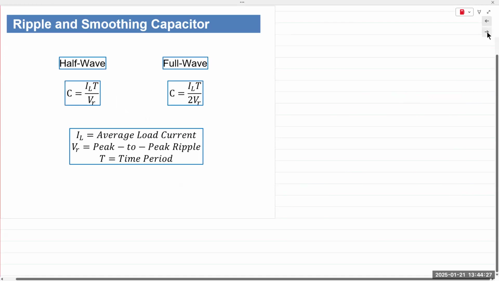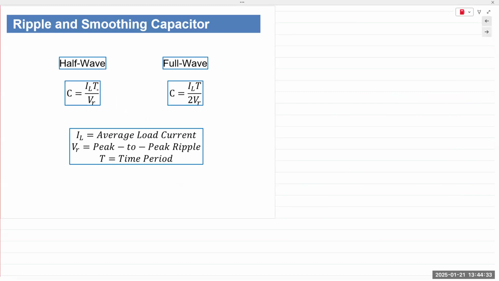A couple of equations we can use to design a power supply. VR is the ripple voltage, or the peak-to-peak ripple voltage. Typically, it's on the order of millivolts. If you want to keep VR small, the capacitor value must be higher. Inversely proportional, right? The bigger the size of the capacitor, the more energy it can store, and the slower it would discharge. IL is the load current, and T is the time period. For standard power supplies plugged into the wall outlet, that would be 60 hertz, 60 cycles per second. Our time period would be 1/60.